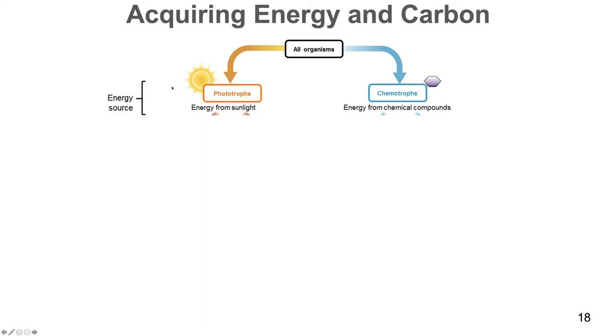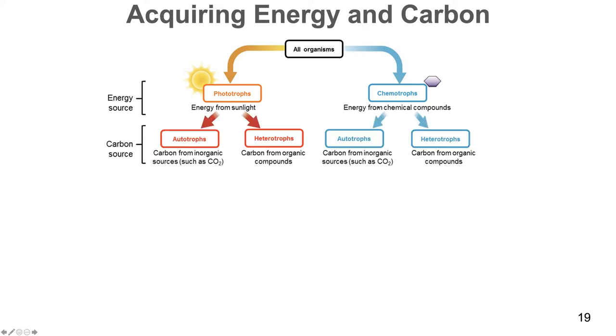Okay, and so all of that chemical energy that organisms store ultimately has to come from somewhere, and that's either from sunlight or from chemical compounds. Organisms that get that energy source from sunlight are called phototrophs. Organisms that get that energy from chemical compounds in the environment are called chemotrophs. And then the other essential thing that organisms need is a carbon source.